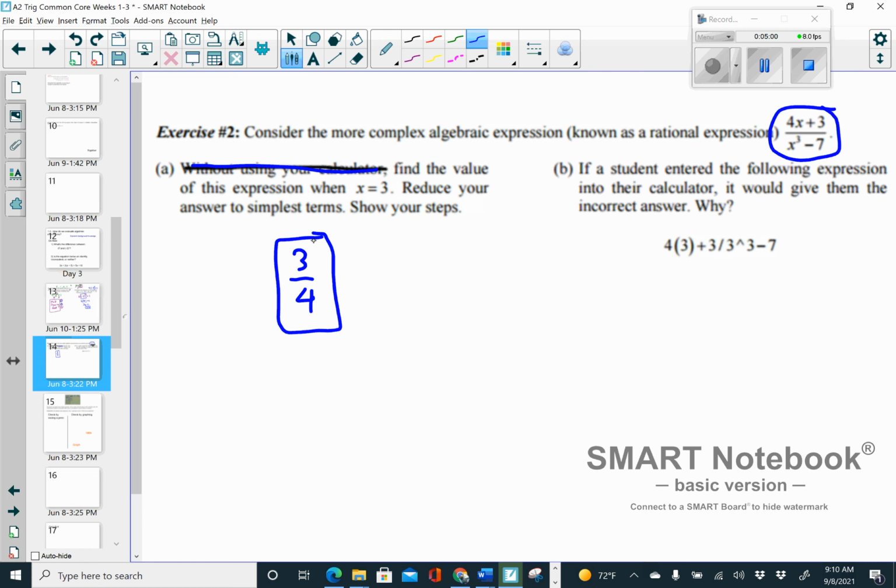And it says show the steps. So you're going to do that by hand, right? So 4 times 3 plus 3 divided by 3 to the third minus 7, and you're going to get the same answer right here.